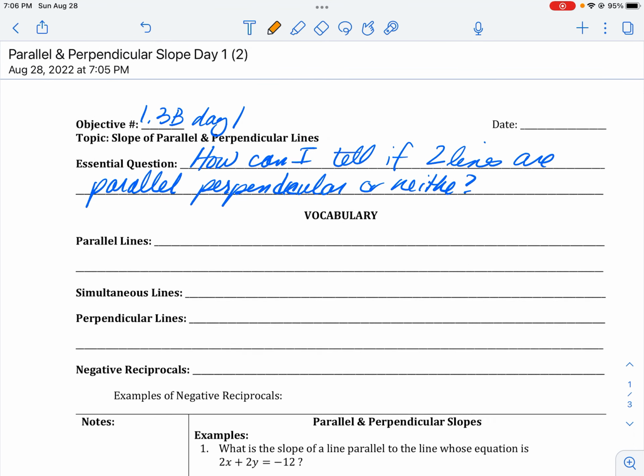Parallel lines are two lines that never intersect. They have the same slope, and we use railroad tracks for our symbol.